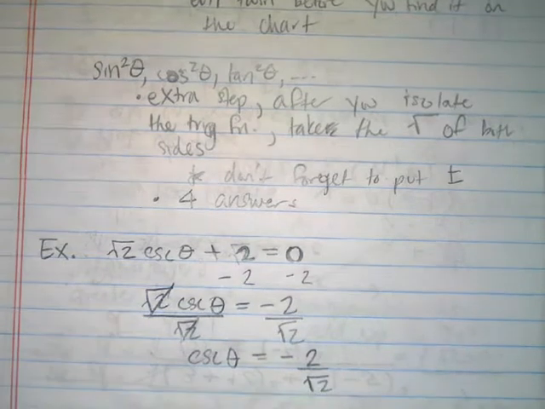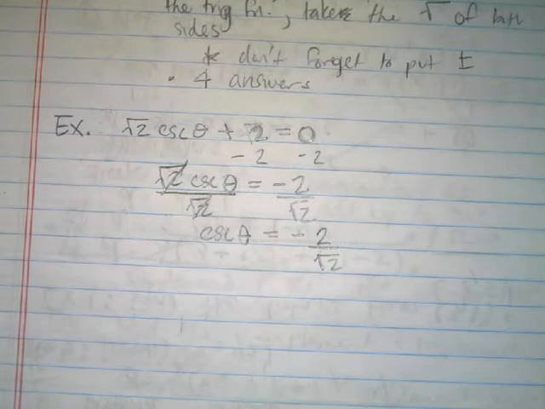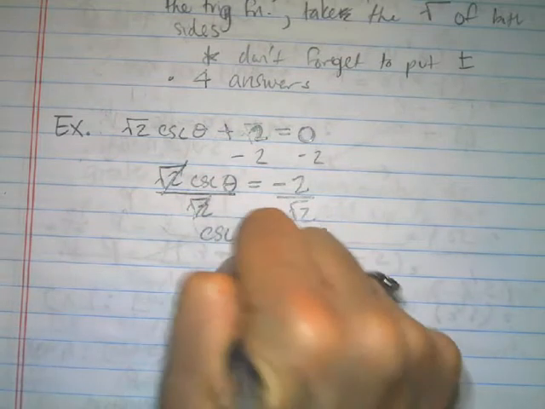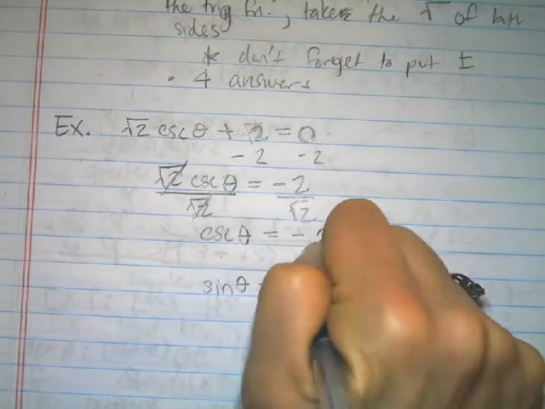Make sure everyone is paying attention. Okay, so when you have this, now we have to do that extra step. It's to flip it into its evil twin before you look for it on the chart. So, what's the evil twin of cosecant? Sine. So we say sine theta equals negative root 2 over 2.